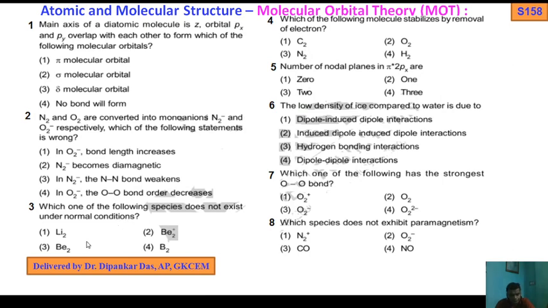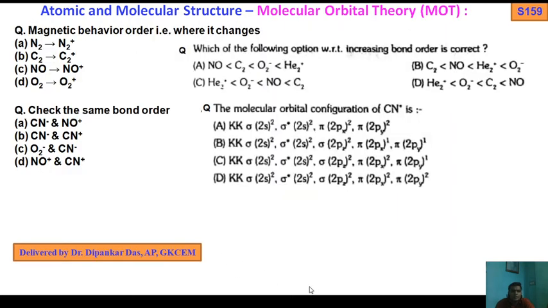Li2, Be2 plus, Be2, B2 plus. Again, a question on magnetic behavior, where it changes. Magnetic behavior N2 to N2 plus, C2 to C2 plus, NO to NO plus, O2 to O2 plus. In which case does the magnetic behavior change? Paramagnetic to diamagnetic, or diamagnetic to paramagnetic.